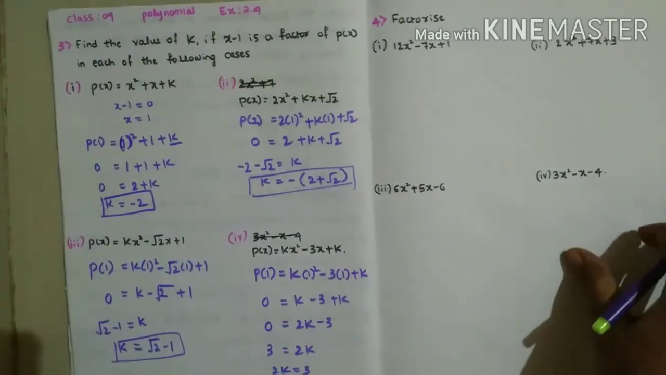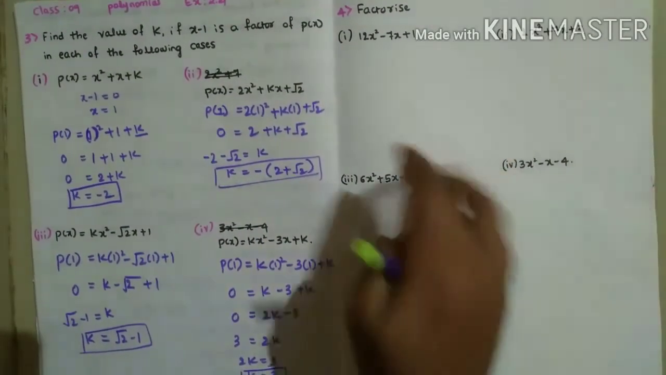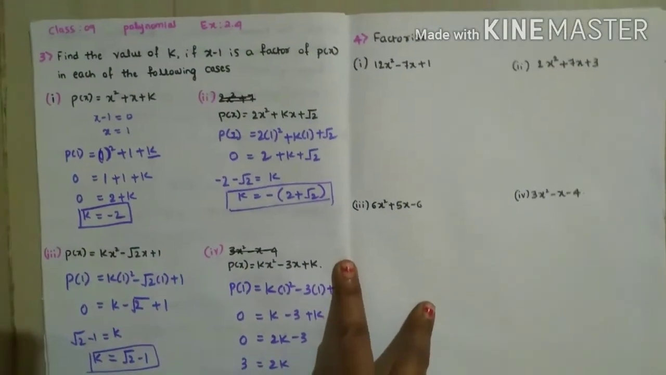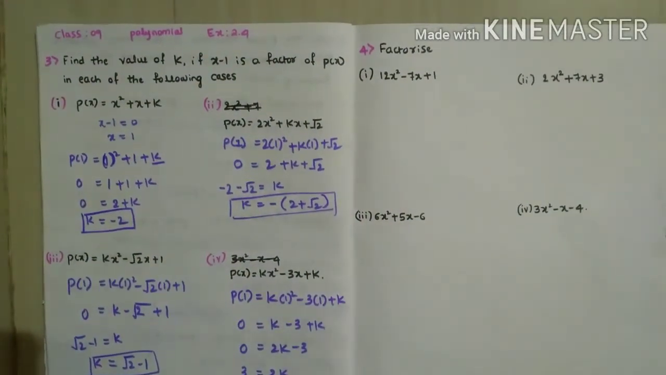Now we'll see the fourth main. In the fourth main they have given factorize. Factorize means, last year you learnt factorization by splitting the middle term.